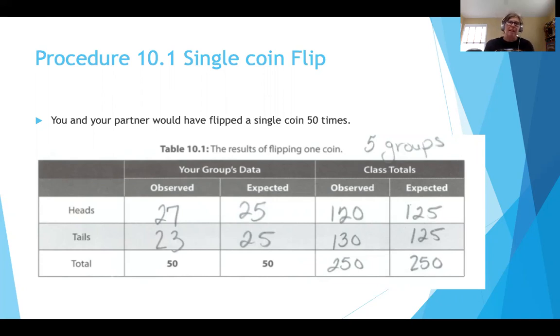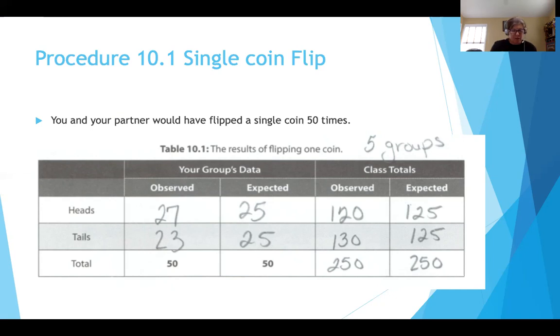Now, what we would have done then is I would have put a chart up on the front board and you would have filled in your group's information, and we would have had a class total. We had 5 groups, and so our totals are 120 observed, 130 observed, that's 250. So what's 50% of my total 250 tosses? That's 125 and 125. That is what you should be filling out for your table on page 133.